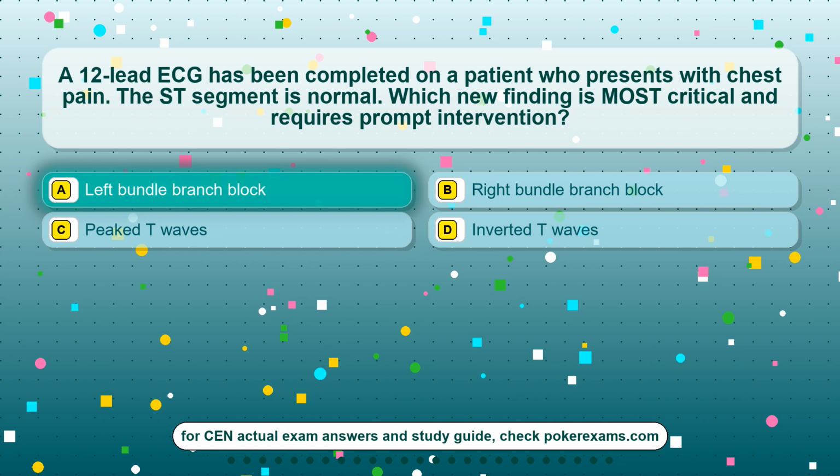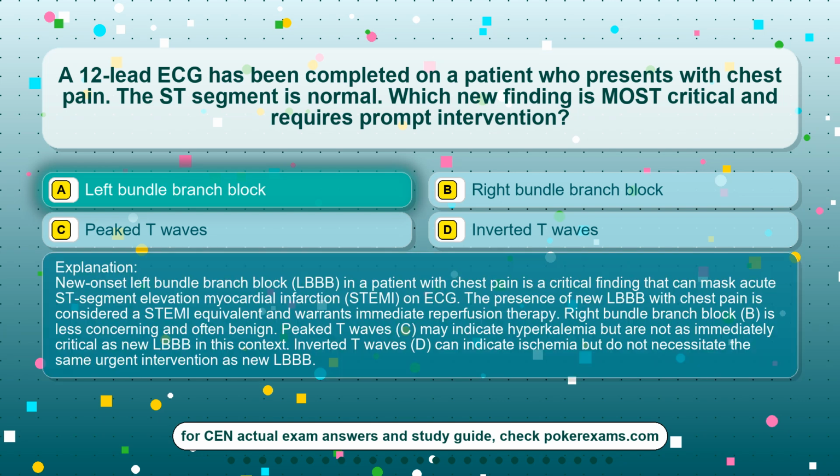The correct answer is option A. Left bundle branch block. New-onset left bundle branch block, LBBB, in a patient with chest pain is a critical finding that can mask acute ST-segment elevation myocardial infarction, STEMI, on ECG. The presence of new LBBB with chest pain is considered a STEMI equivalent and warrants immediate reperfusion therapy.